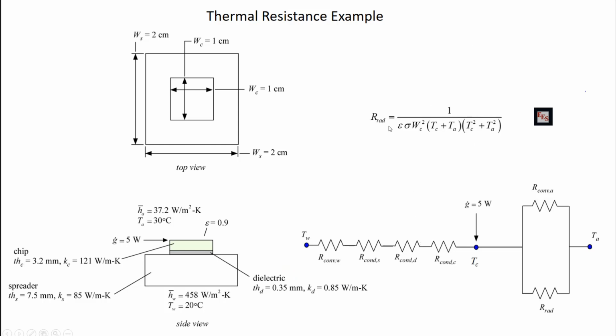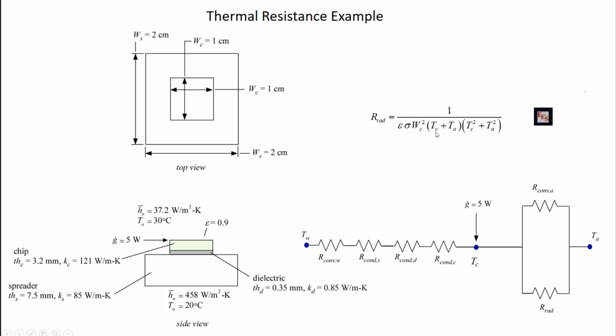So R radiation is calculated according to this equation here that we derived, right? And if you remember what this equation was, it's 1 over the emissivity of the surface, right? So we know the emissivity. This sigma is Stefan-Boltzmann's constant. That's easy. It's a built-in constant in EES. This is the area doing the radiation, right? So the area doing the radiating, this is WC squared.